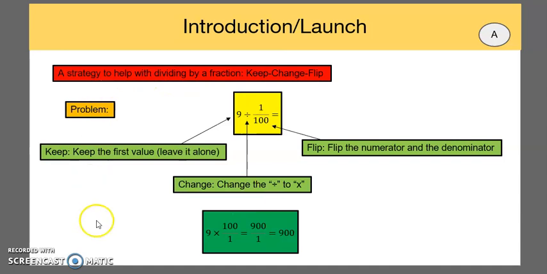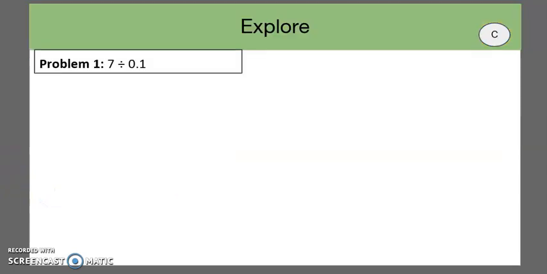So again, write this down in your notes. We're going to be using keep, change, flip for some examples on the next slide. Here's our first problem. We're going to look at 7 divided by 1/10. So again, pause the video, use keep, change, flip, arrive at your answer, and we're going to compare your answer to the one that I'm going to provide to you on the next slide.